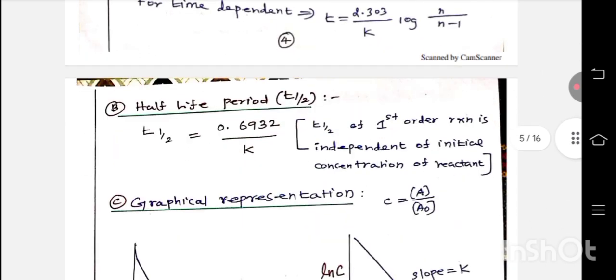முதல் வகை வினைக்கான அரைவாழ்வு காலம் T half equal to 0.6932 divided by K. The half-life period of the first order reaction is independent of the initial concentration of the reactant. முதல் வகை வினையின் அரைவாழ்வு காலம் ரியாக்டனுடைய செறிவை பொறுத்து அமையாது.